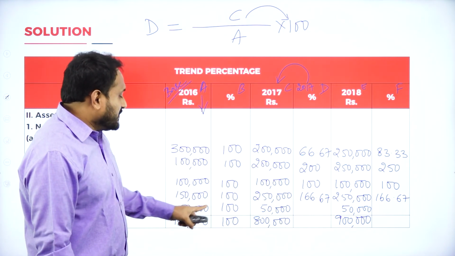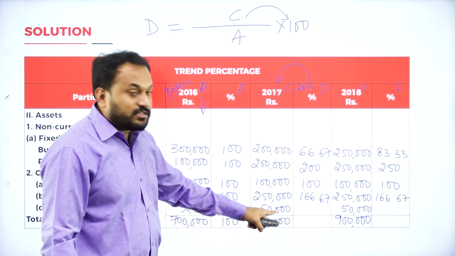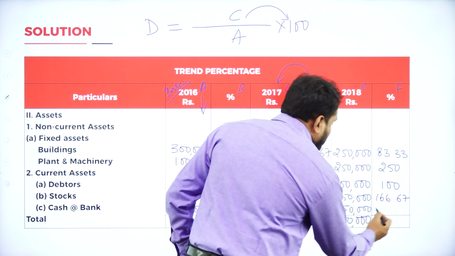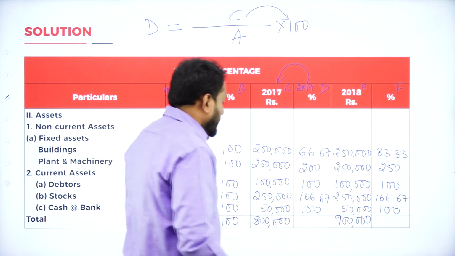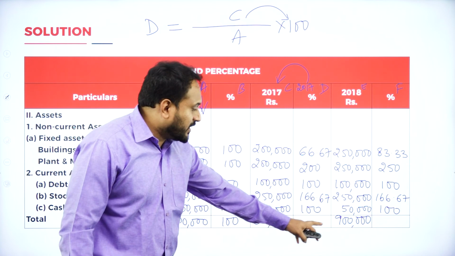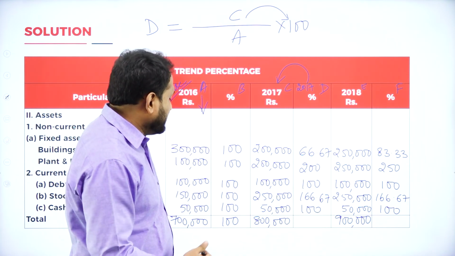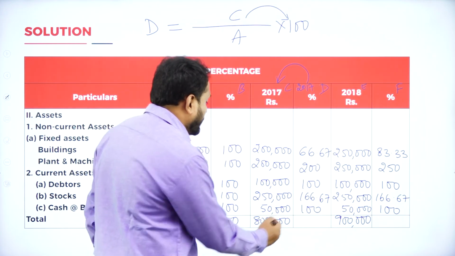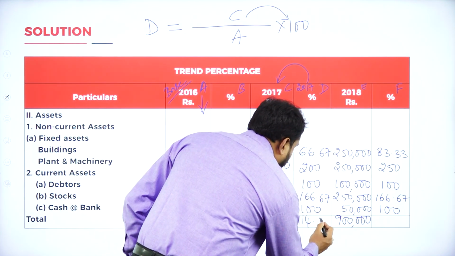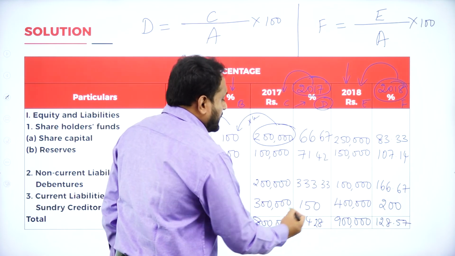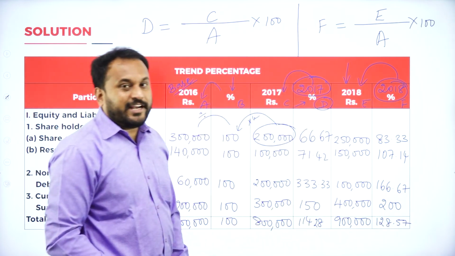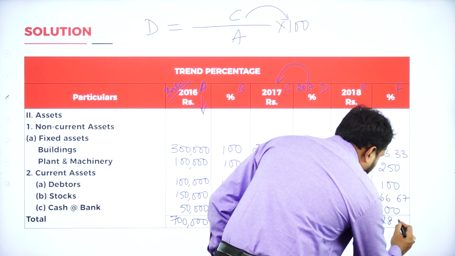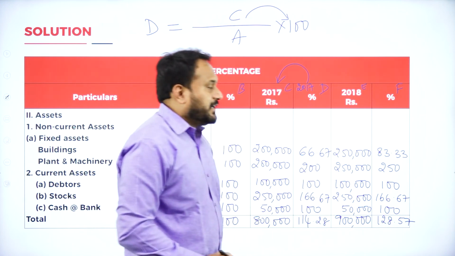Now, for 50,000 it is 100%. Here for 50,000, 100%. Here again for 50,000, 100%. Done. Next, what you are supposed to do is very simple. Just copy paste 114.28, 128.57, 114.28, 114.28. Then here 128.57, 128.57. Already we have calculated, we'll just write it.